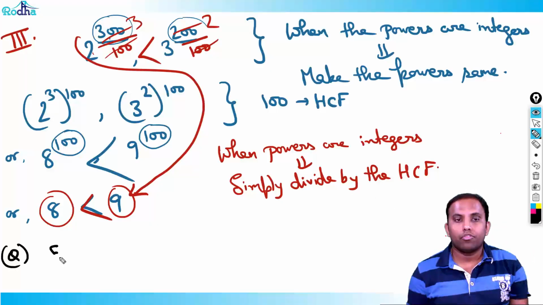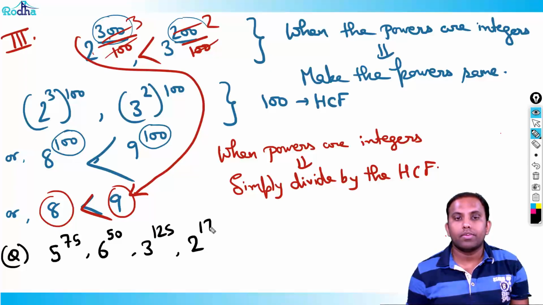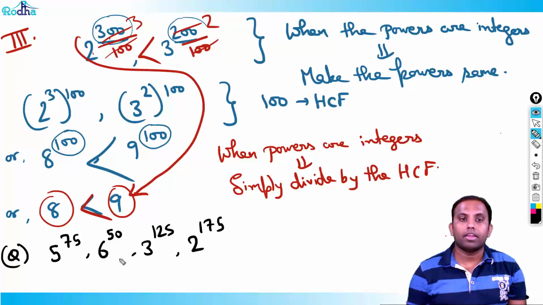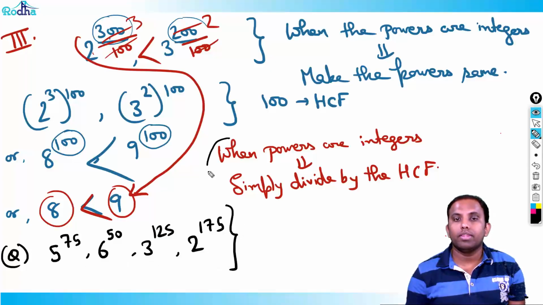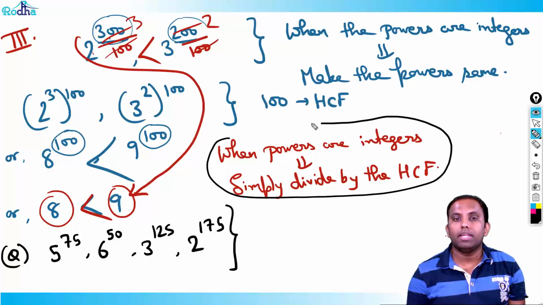Now let's do a question here. 5 raised to 75, 6 raised to 50, 3 raised to 125, and 2 raised to 175, which is greater? Arrange in ascending or descending order. So again, what is the logic here? We discussed it. So the rule is when the powers are integers, simply divide by the HCF.